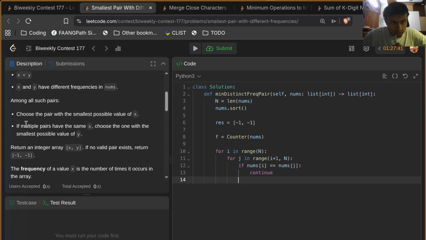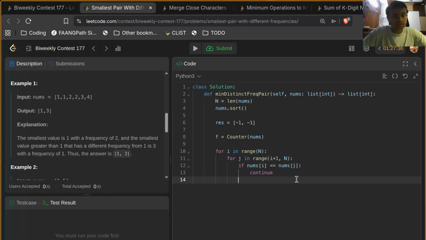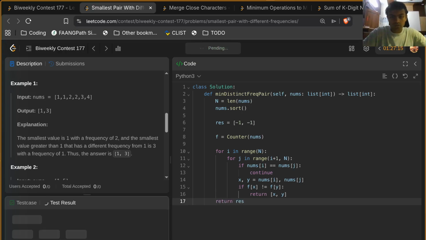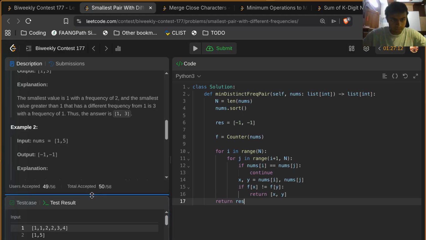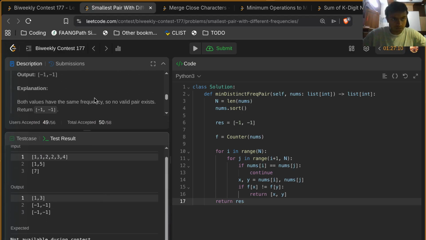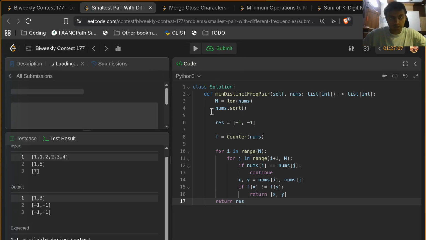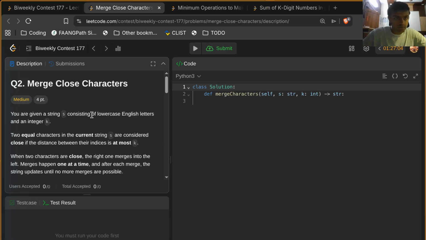Choose the pair with the smallest value of x. Multiple pairs have this, choose the one with the smallest possible value of y. Okay, fine. So if frequency of x is not equal to frequency of y, return x comma y. Okay. 1, 3, -1, -1. Okay, let's check if this works. Okay, fine.